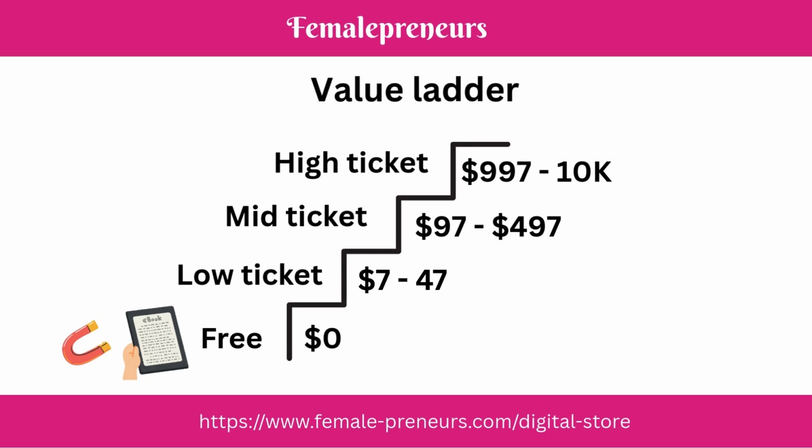So we said we came in with free to build our list. We have a low ticket offer at $7 to $47. Then you have a mid ticket offer, this is from $97 to $497. And then we go high ticket, that's $997 to like $10,000. So this is your value ladder of offers that you should have. Everyone should have a free offer, a low ticket, a mid ticket, and a high ticket, right?